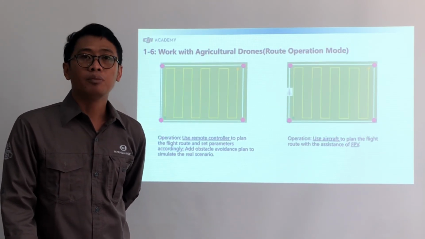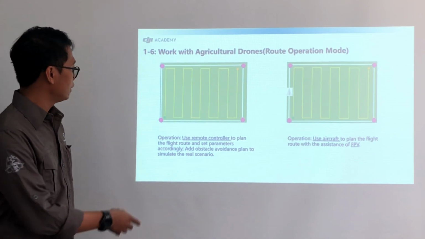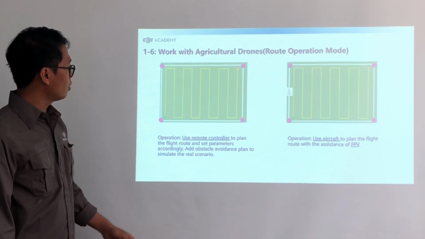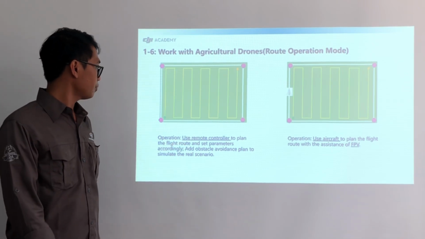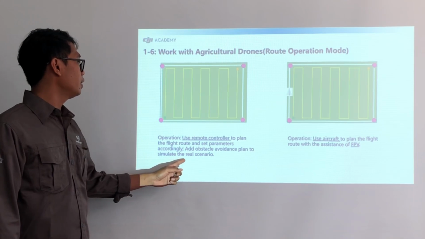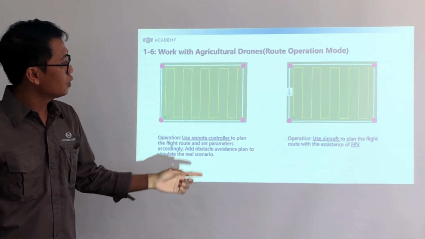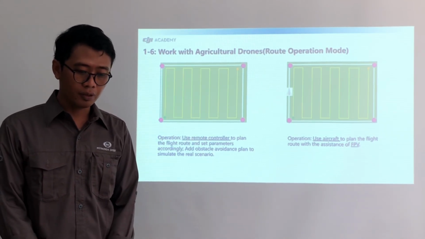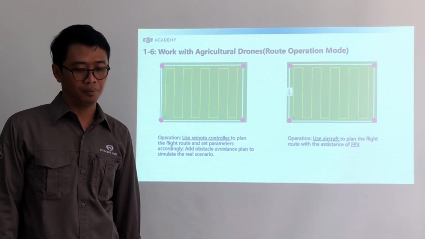Next, the road operation mode. First, use the remote control to plan the flight route and set the parameters accordingly, with obstacle avoidance planned to simulate the real scenario. And then use the aircraft to plan the flight route with the assistance of FPV.